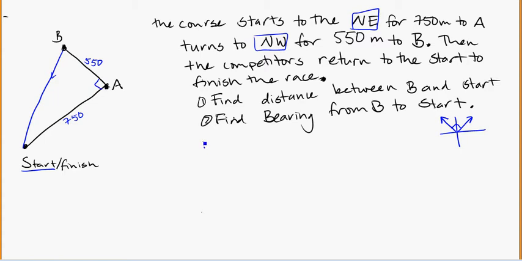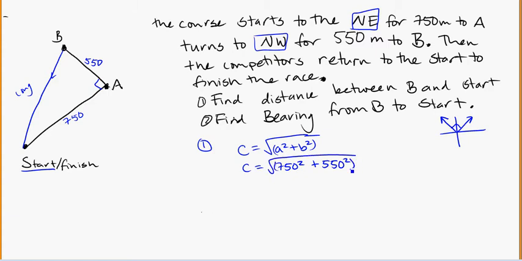So for part 1, finding the distance between B and the start, we've got a right angle triangle, and we know both of the short sides, and in this case we're looking for the long side. So I'll use my Pythagoras formula in the form of C is equal to the square root of A squared plus B squared, knowing that C is the long side and A and B would be the short sides. So in this case, C is equal to the square root of 750 squared plus 550 squared.